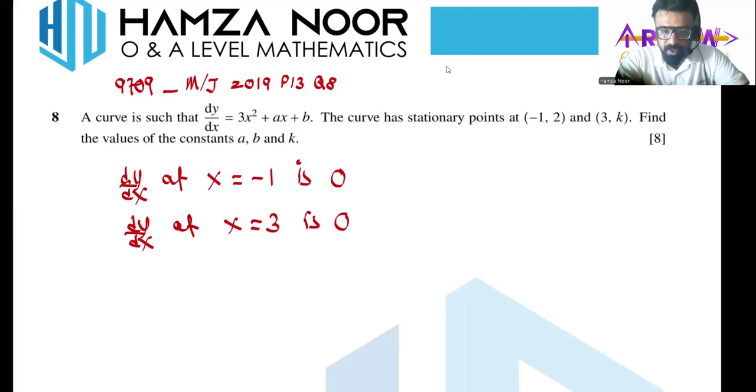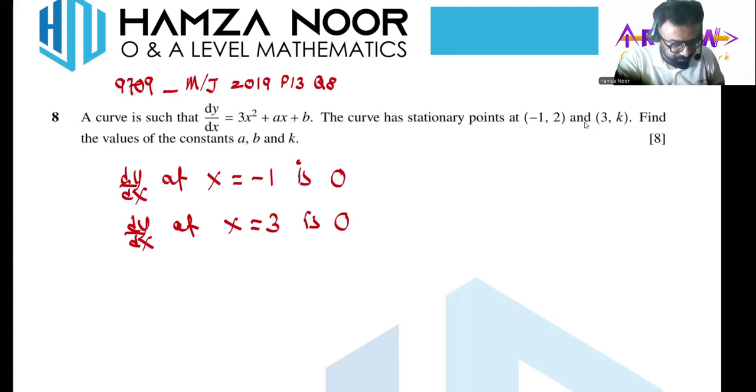So what we can do is use these two facts to make two equations connecting a and b, where a and b are unknown. Then we are going to solve those two equations simultaneously to find the values of a and b. Once we find a and b, we would be able to find the complete dy over dx function. Then we will integrate this to get the equation of the curve, and then we will use these points to find the value of k. Okay, so as simple as that.